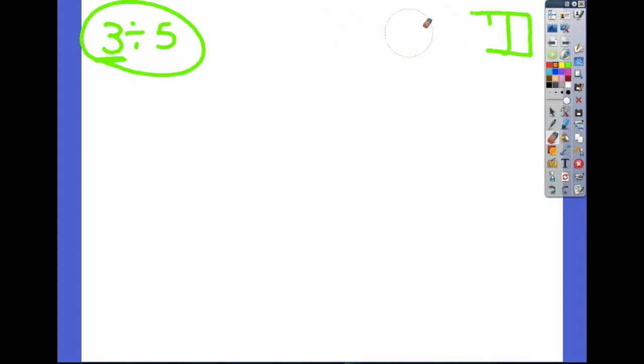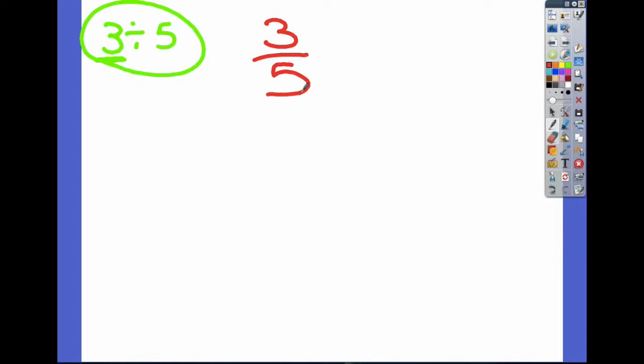This fraction right here, 3 divided by 5. How would I make that as a fraction right now, just by looking at it? 3 fifths. And I had that upside down earlier, I think. I had that upside down. Okay, so let's see. How'd you know that?